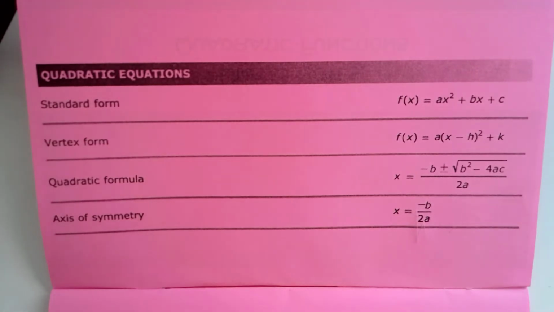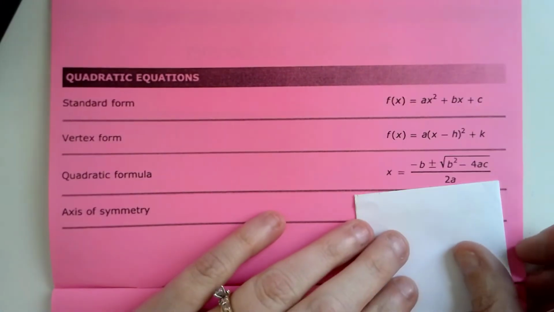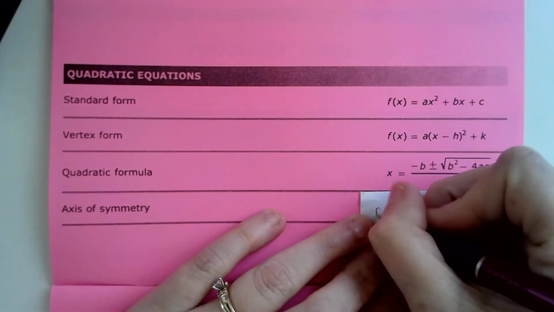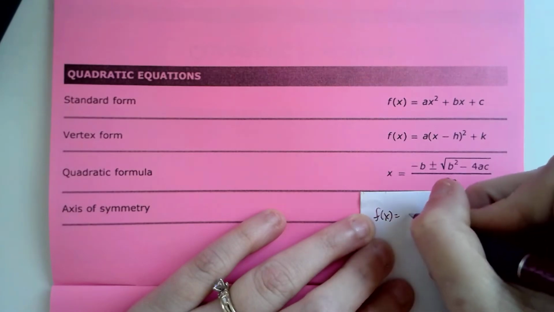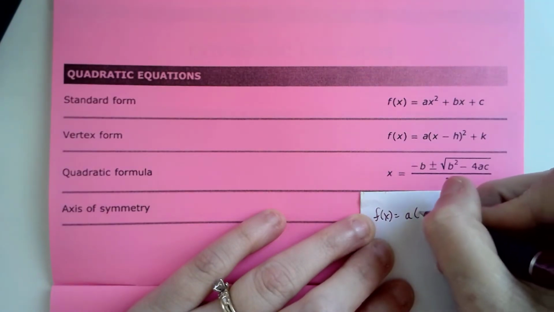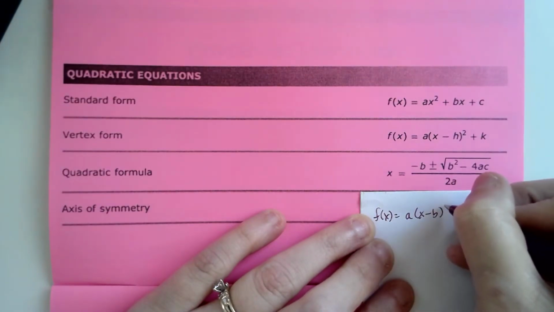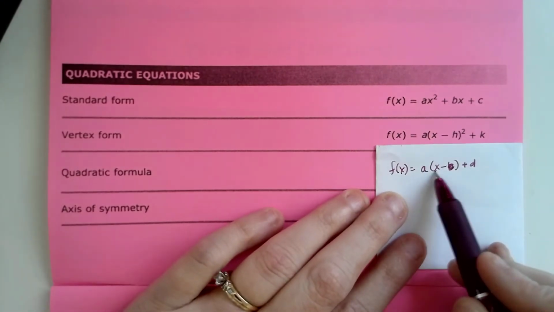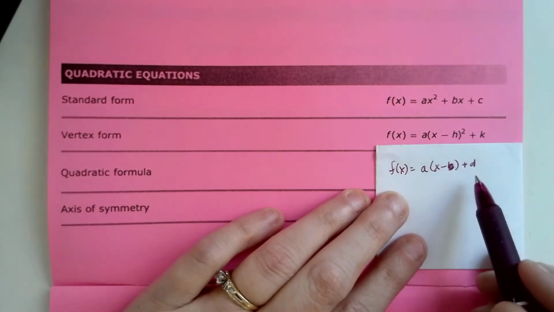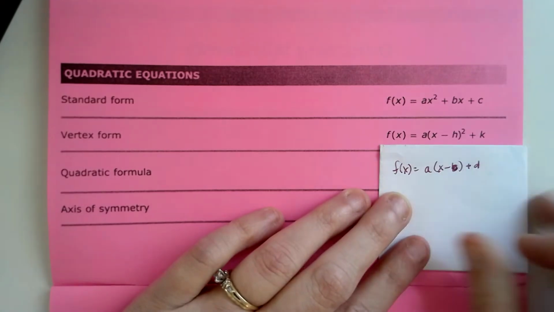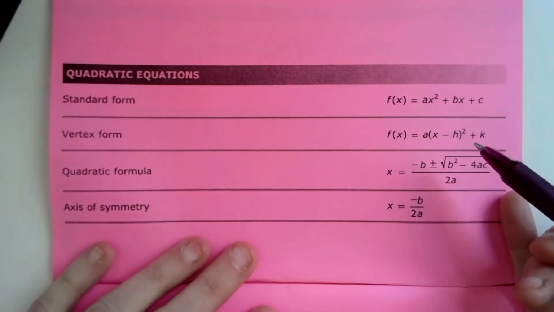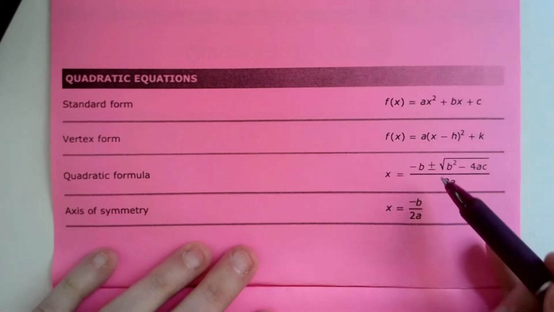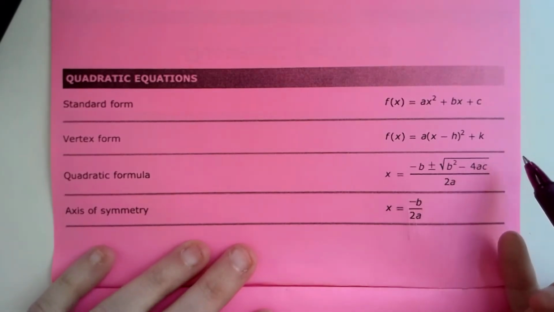When we were doing quadratics before, we were doing transformations. We had f of x equals a times x minus c plus d. Well, you see how similar that looks? a times x minus h plus k. So vertex form is very, very similar to that transformation form. From vertex form, we can find a whole bunch of information about a quadratic.